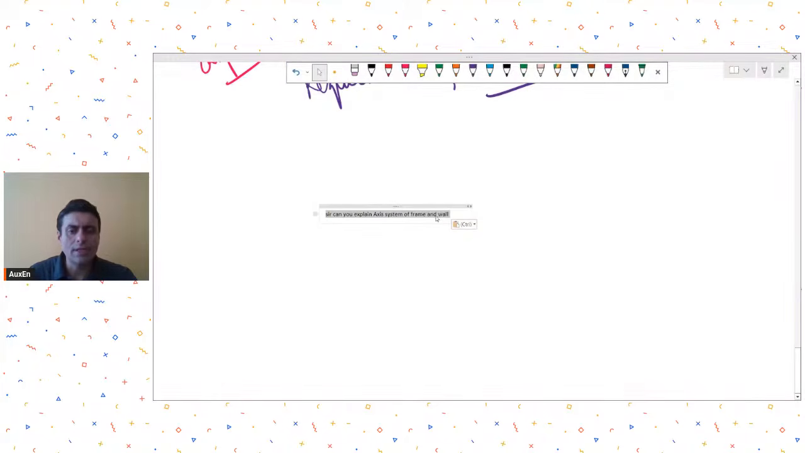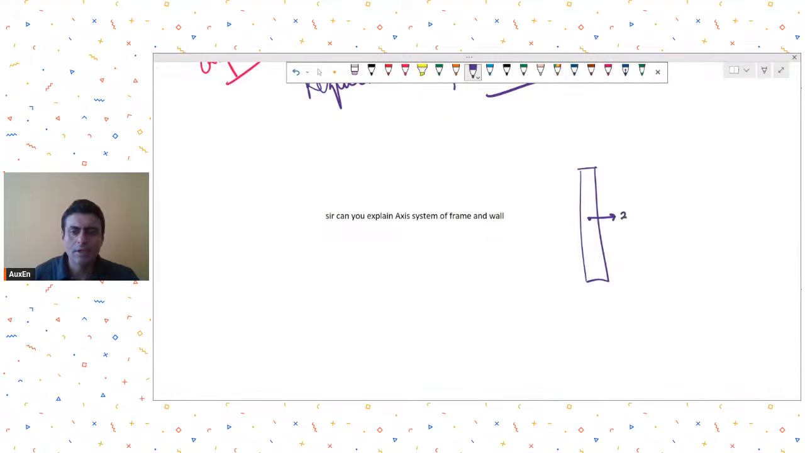What is the explanation you need? For walls, if I talk only about ETABS, generally this is the local axis 2-2, this is the local axis 1-1, and along the height of the wall is local axis 3-3. Okay, and let's say this is the length of your wall, this is the thickness of the wall, this is the plan view of the wall.